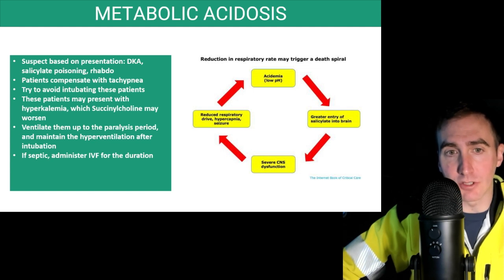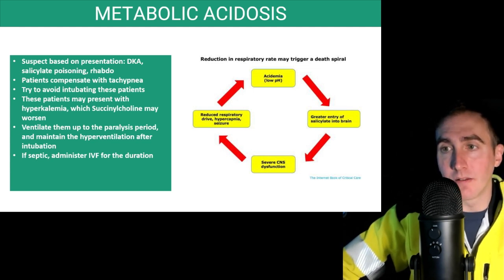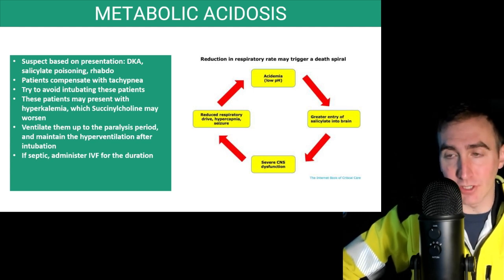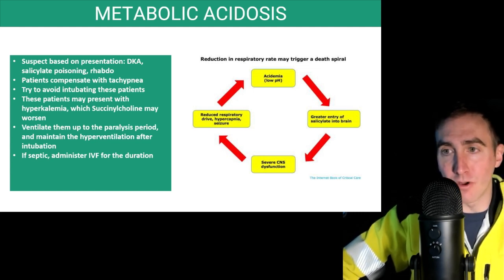So these are patients that you would want to maintain gentle hyperventilation to blow off that CO2 to maintain that compensation. But what does that increase the risk of when you're trying to intubate? Gastric insufflation and aspiration. So this is a lose-lose scenario. There's no win-win about it. And obviously they're going to need IV fluids.